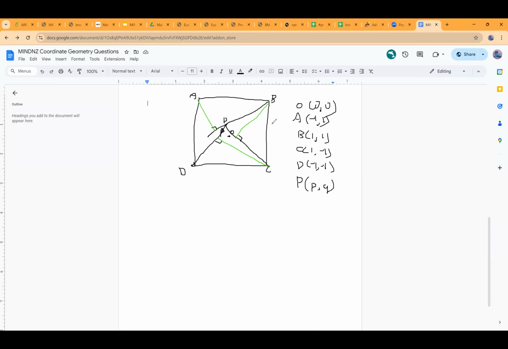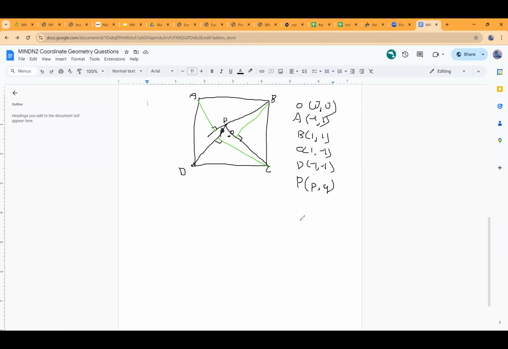Okay, let's try to work out the equations. To show that three lines are concurrent, you need to find the equations and show that there's some value of x and y that satisfies all three of the equations at the same time, i.e., it lies on all three of them at the same time.